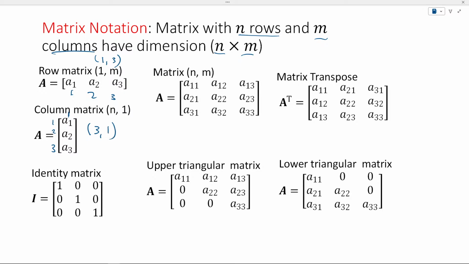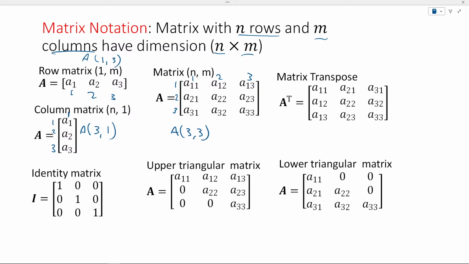This is a square matrix. And what size does it have? It has 1, 2, 3 rows and 1, 2, 3 columns. So this matrix A has a size of 3 times 3, for example. Here matrix A has a size 1 times 3, and 3 times 1.